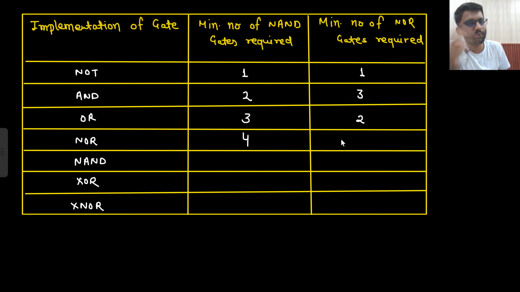NOR to NOR, 1 only, because NOR is itself NOR, right? NAND to NAND, 1 only. Now NOR to AND is 3. So this will require 4.